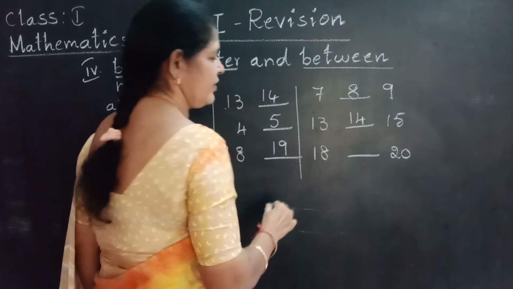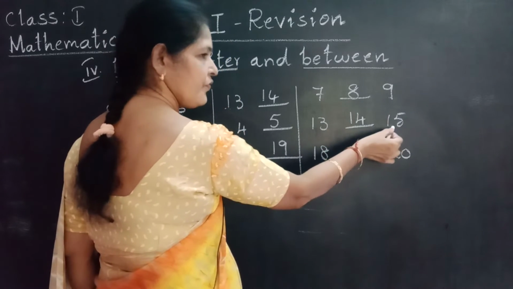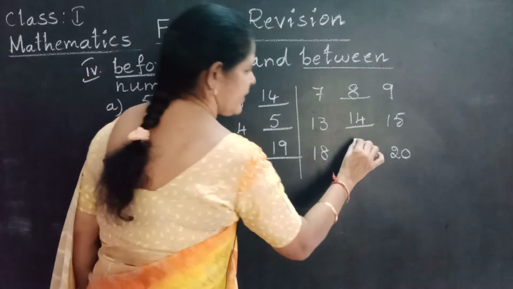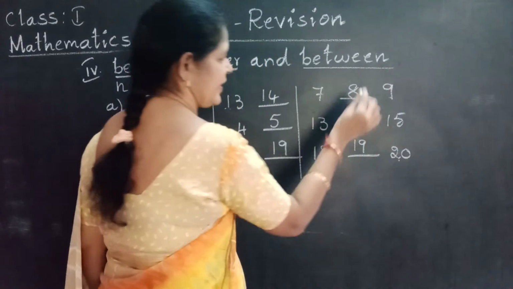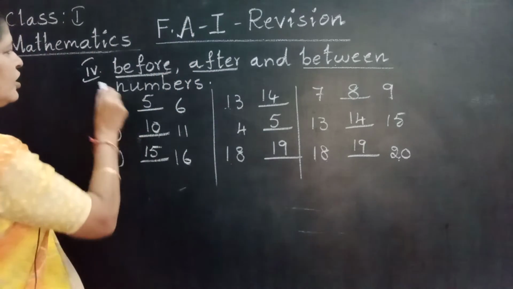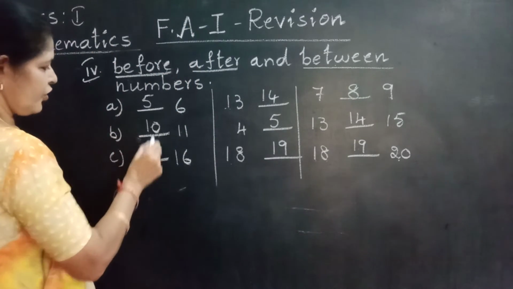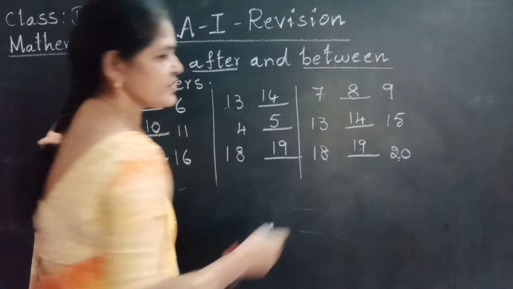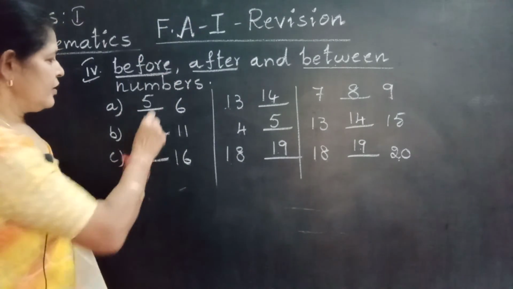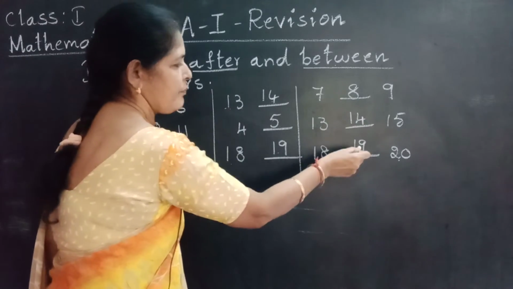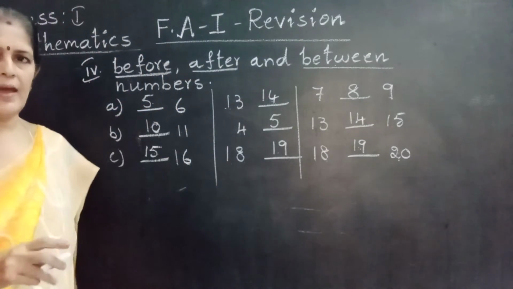13? Yes. 14. Very good. 13, 14, 15. The order is correct. Next, 18, 19, 20. These are between numbers. This is fourth Roman. Before numbers, after numbers, between numbers of the given numbers.